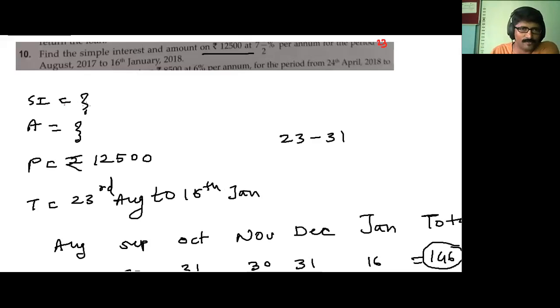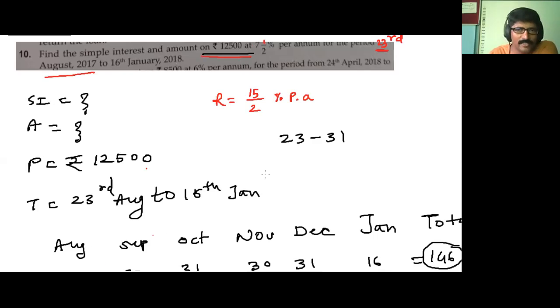So simple interest is question mark, amount is question mark, on rupees 12,500, that means it's the principal. So principal is 12,500 rupees and 7.5%. What do you mean by 7.5%? The rate is 7.5%. So you can write the rate as 7 and 1 upon 2, that is 15 upon 2% per annum. Now the time, how are we going to calculate?